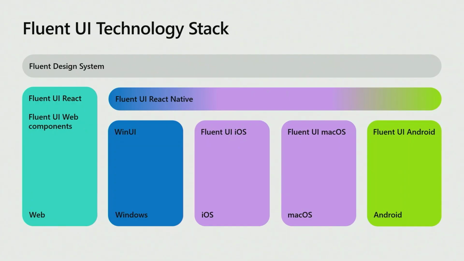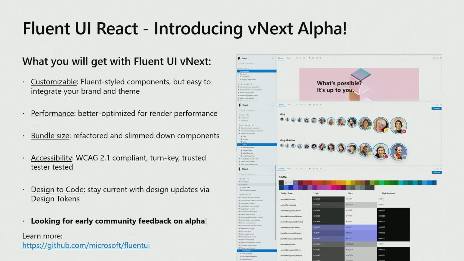At a high level, we want to show you all the different endpoints that Fluent UI component libraries exist on, to show you where developers and designers can make great looking applications and experiences to target the different endpoints. We're going to quickly walk through what's available on web, Windows, iOS, macOS, and Android. So we're going to start off on web.